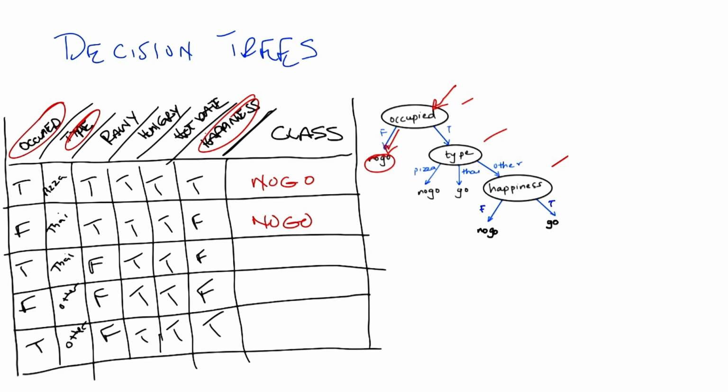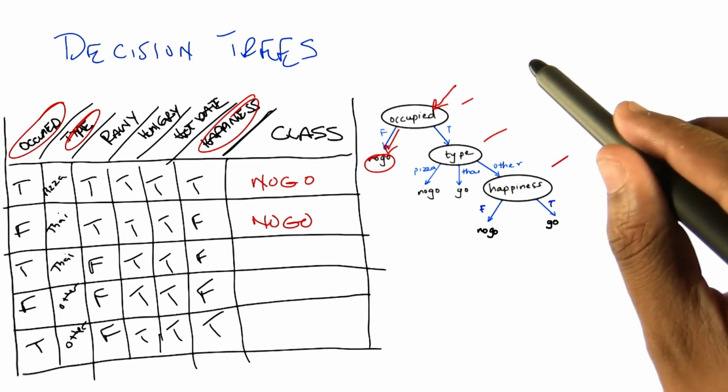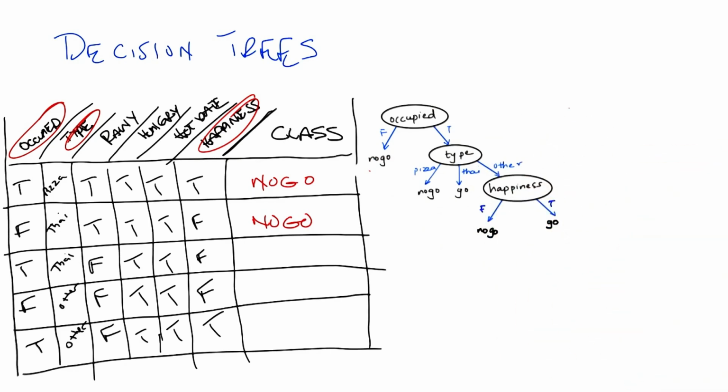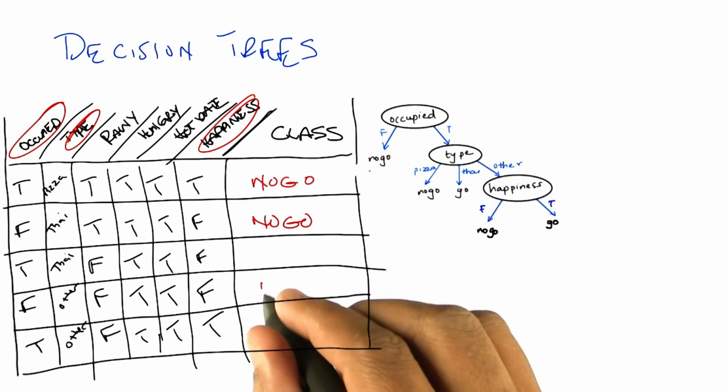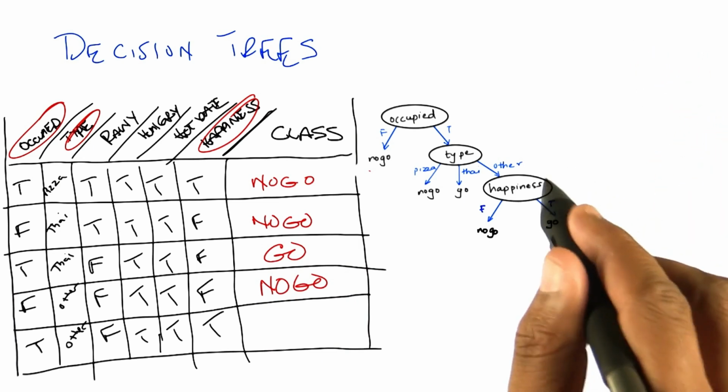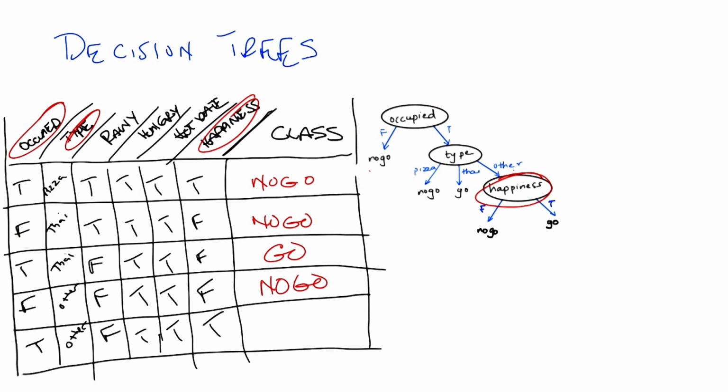Got it. Okay, so let's quickly do the other 3 and see if we come to the same conclusion. All right, well, all the instances that have occupied false, we know those are no-go right away. Oh, good point. So we can do it kind of out of order. And the other ones are both occupied. One is tie and one is other. For the tie one, we go. And for the other one, oh, I see. For the other one, we have to look at whether there's happiness or not. And in this instance, happiness is true. So we go down the right branch and we go. And we go. Exactly it.